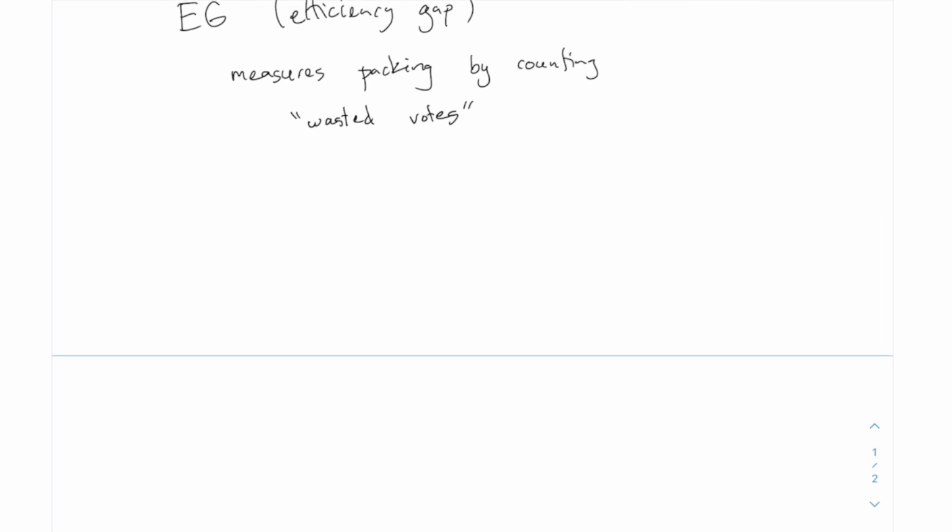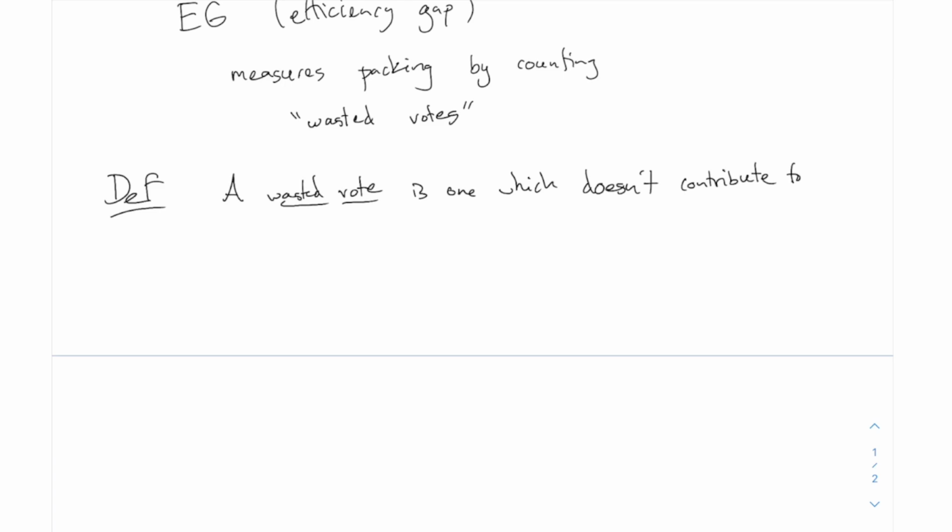So I'll tell you specifically what a wasted vote is. There's the real definition here. A wasted vote is one which doesn't contribute to the winner's win.